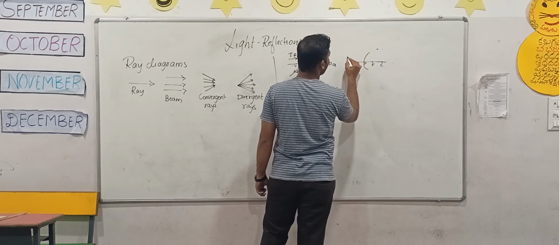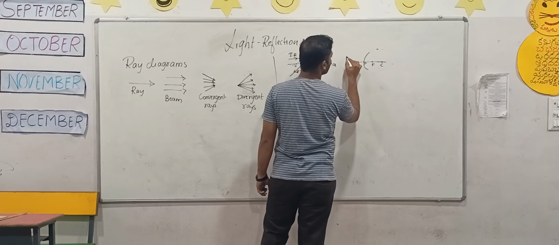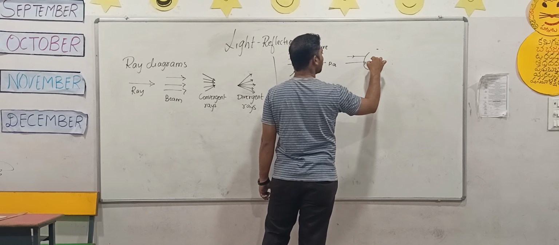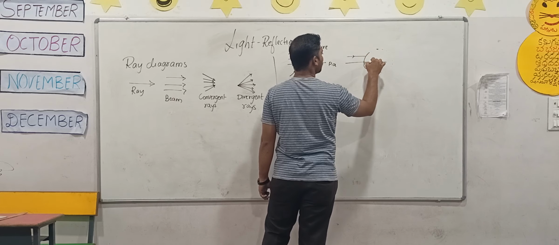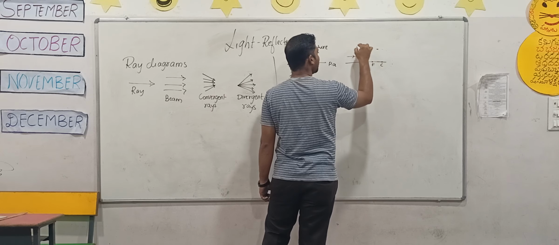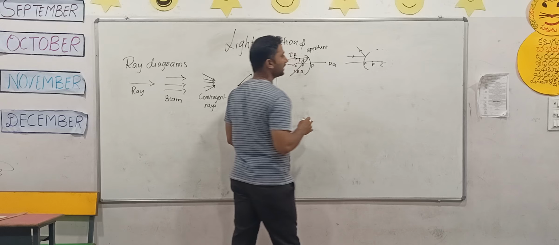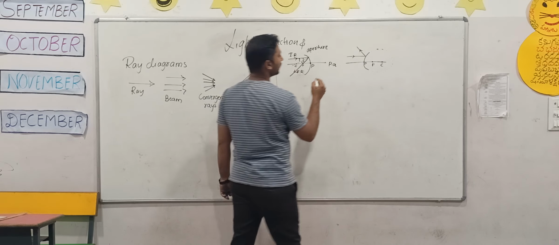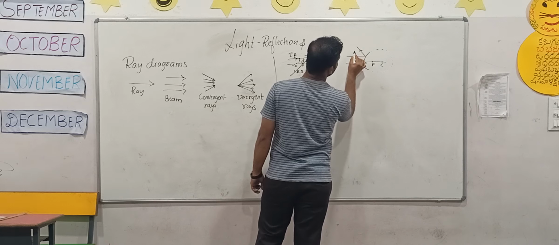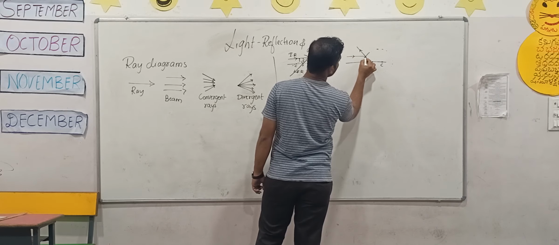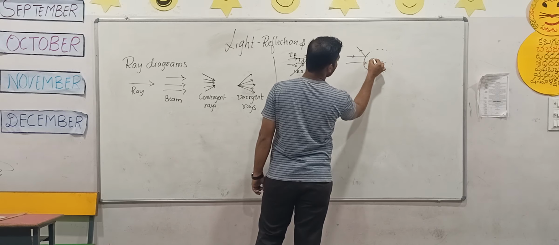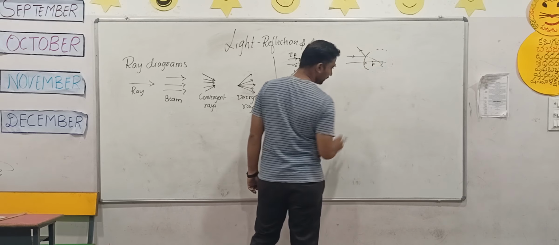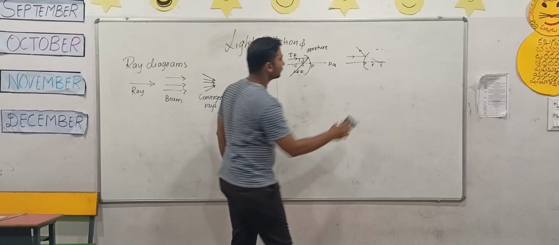And if a parallel ray falls on a convex mirror, it reflects and appears as if it is reflecting from the point F. And here also the normal from the point of incidence passes through the center of curvature.